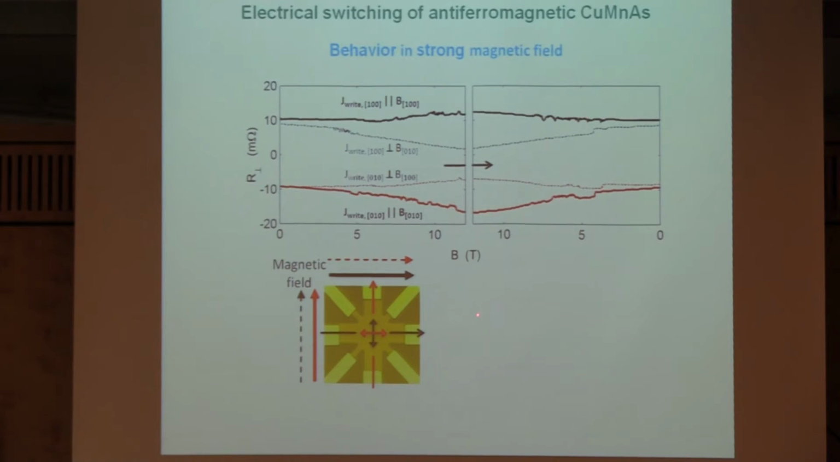What's also interesting is another feature of antiferromagnets, that they are in principle robust against magnetic fields.